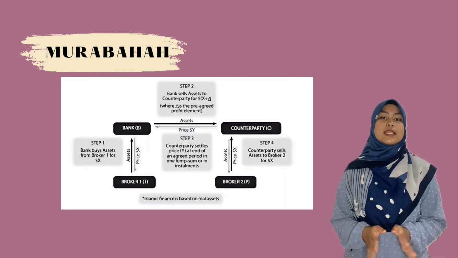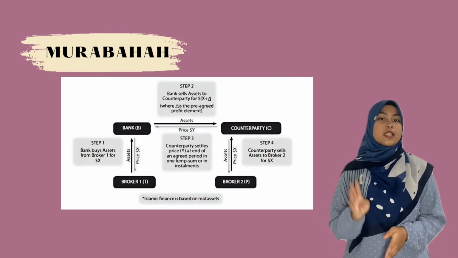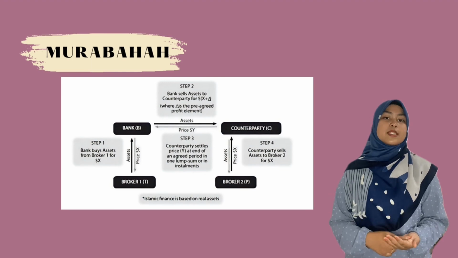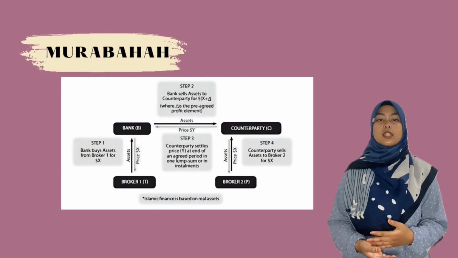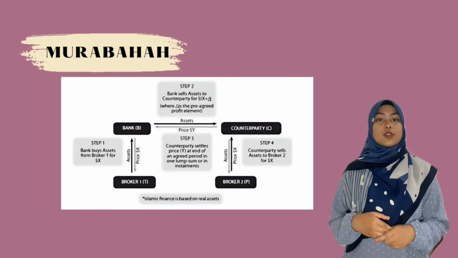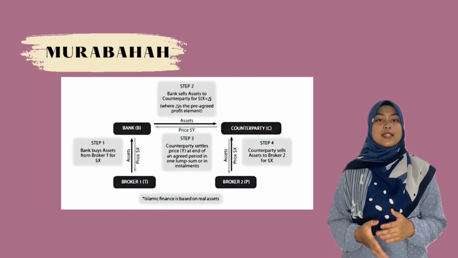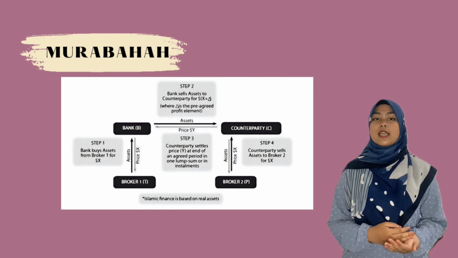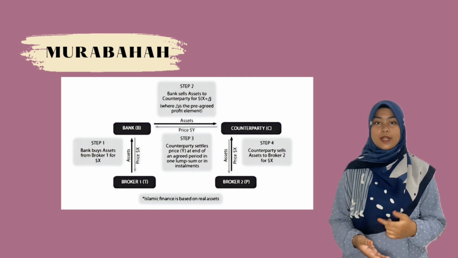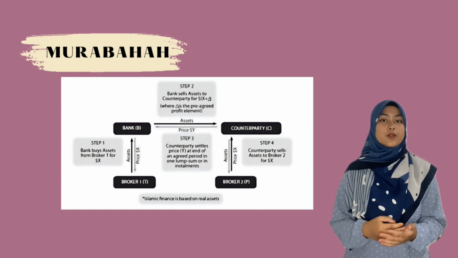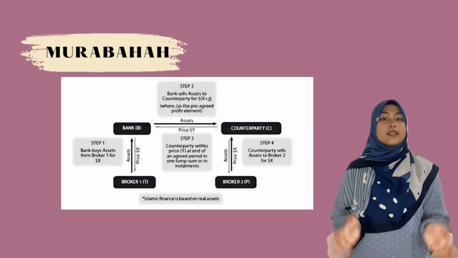And the last structure is murabahah. There are 4 steps in a murabahah contract. The first step is that a bank purchases commodities from a third-party broker, which is broker 1, at a particular price. Then, the bank sells these commodities to the counterparty at a price that includes the bank's cost price and some profit or markup, which the bank discloses to the counterparty.